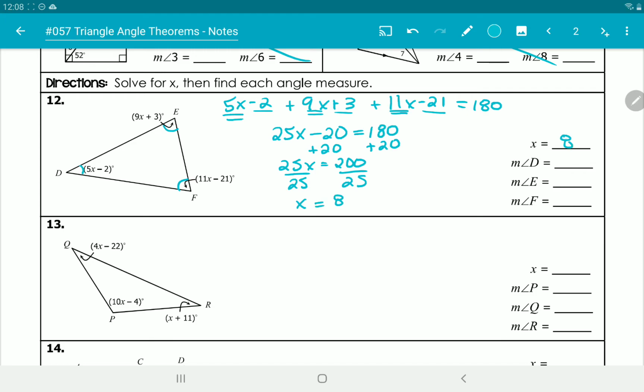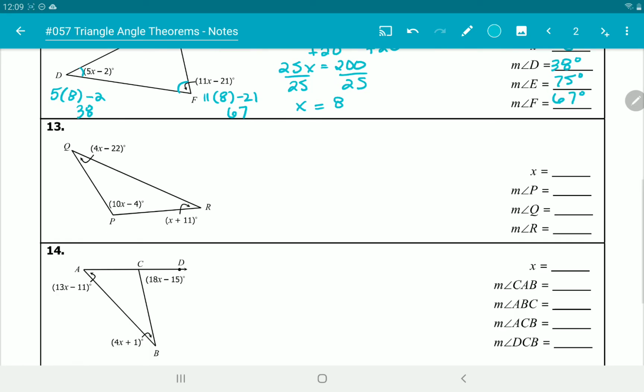So now that we have 8, we can also use this number to plug in to each of these. So for D, we have 5 times x. Instead of writing x, we're going to write 8 minus 2. For E, 11 times 8 minus 21. For F, 9 times 8 plus 3. Okay, so you can type all those in your calculator. If you do it for D, you're going to get 38. If you do it for E, you're going to get 75. And then if you do it for F, you're going to get 67. So if we write them all over here, we get 38 degrees, 75 degrees, and 67 degrees.